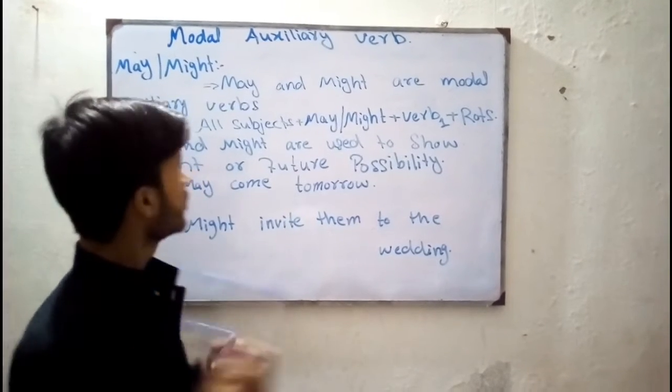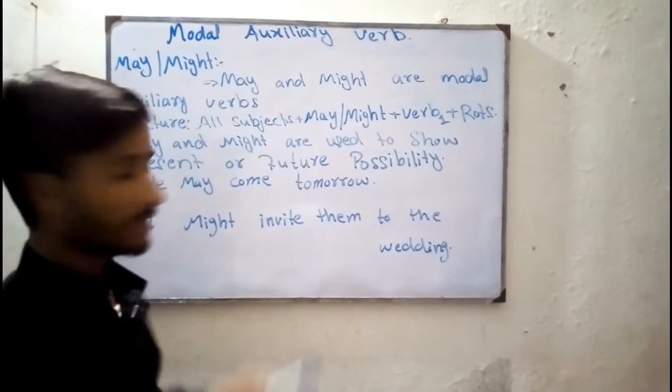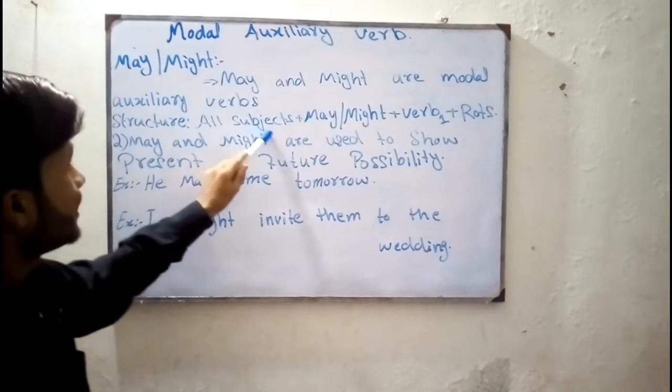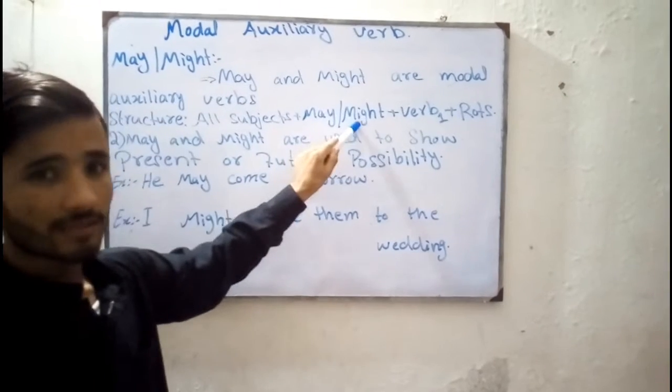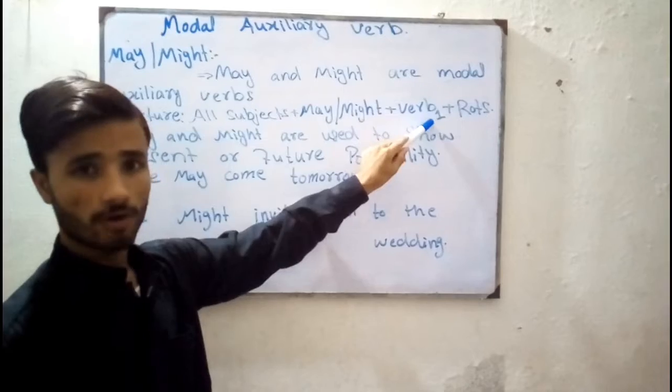Is this clear? So see, now what is the structure of it? Its structure is all subjects plus may or might plus verb first form.